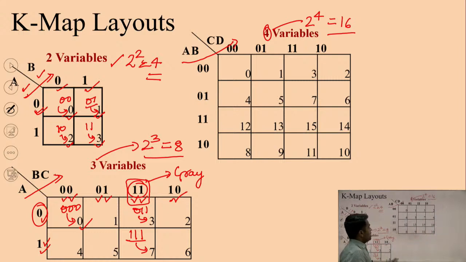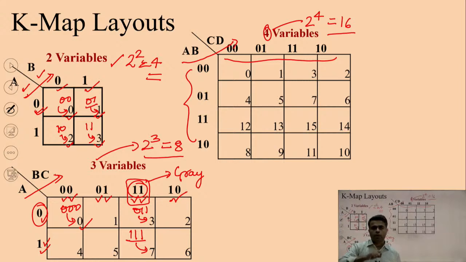So for a 16 cell K map, AB is having these 4 values, CD is having these 4 values. We just have to remember that we are only swapping the third and fourth entries. In the 2 variable K map, there was no third and fourth entry. That means there was neither a third row, fourth row, or third column or fourth column. So there was no need of swapping. The counting was simple: 0, 1, 2 and 3.